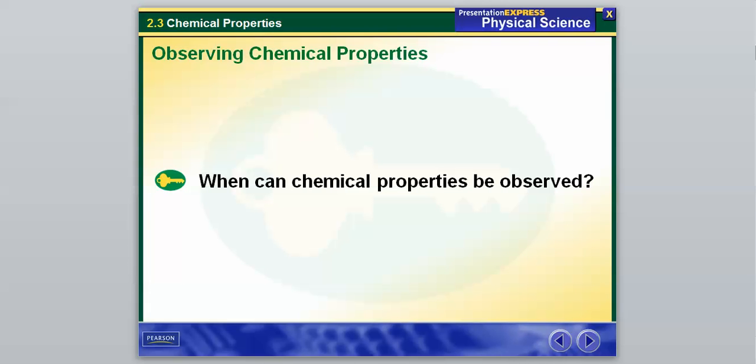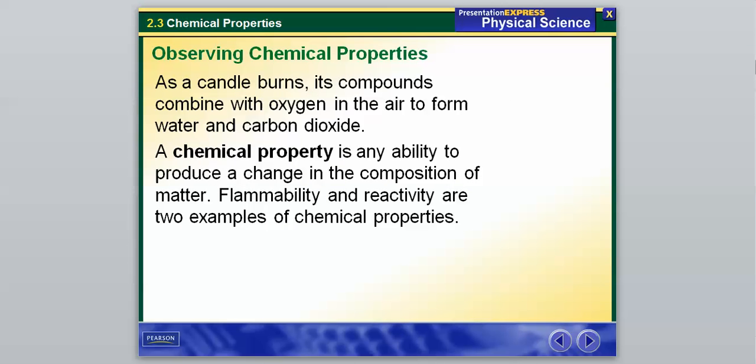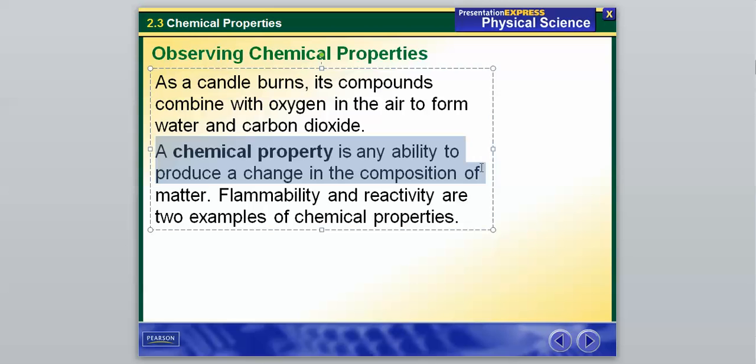So when will our actual chemical properties be observed? Going back to our example, as a candle burns, its compounds combine with oxygen in the air to form water and CO2, carbon dioxide. So a chemical property is any ability to produce a change in the composition of matter. So I would definitely write that down. Our physical properties are things that are observed without any change being made to the actual composition, and a chemical property is kind of the exact opposite of that, the ability to produce a change in the composition of matter.